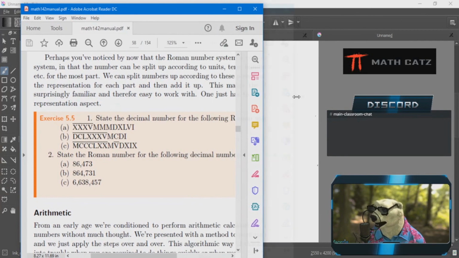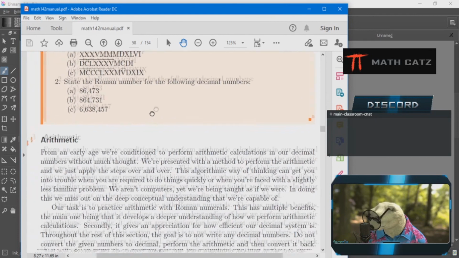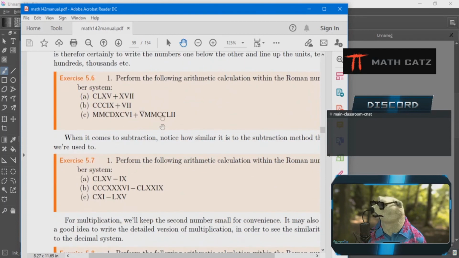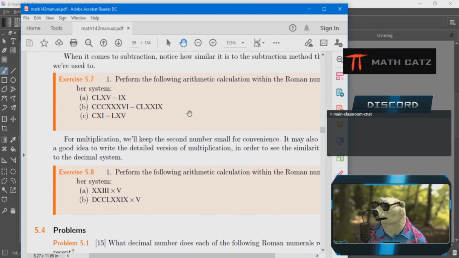That is why the next thing after our conversion questions is to perform arithmetic in the Roman number system. And it's going to be addition, subtraction, and multiplication. Division is a little different. The method is different. It's handled differently. And we don't get the same insight as we do with the other three. So don't worry about it. Division, we're going to talk about that much later, like chapter 9.